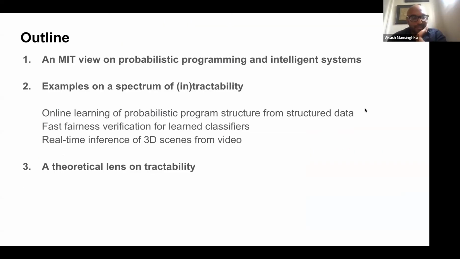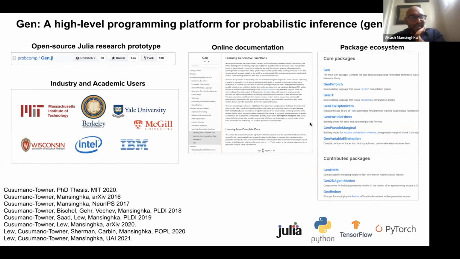Okay, so let's look at some examples, starting with structure learning of tractable models from structured data. This example is implemented using Gen. It's an open source probabilistic programming language that you can read about and download online. And Gen's, I would say, at the early stages of escaping the academic environment. So it's the basis of partnerships with a couple of large tech companies now, and it's being used in courses at a few universities in the US, Canada, and Japan. Still very much early days.